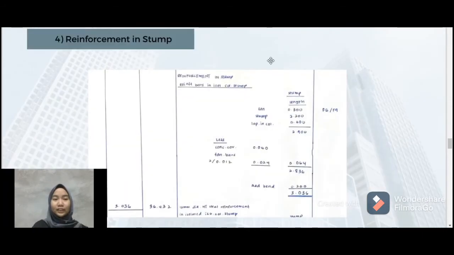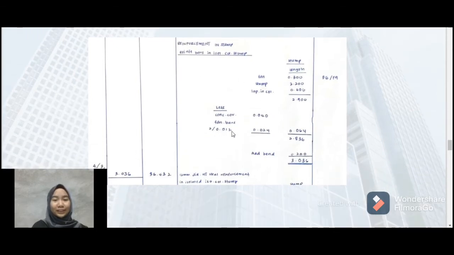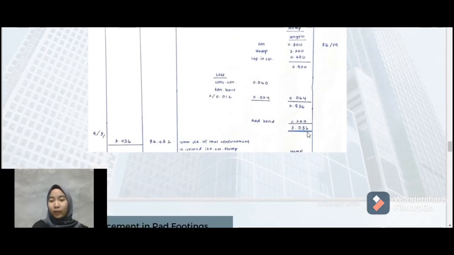stump. Next, for the reinforcement in the stump, we must identify the length of the foundation, the length of the stump, and the length in the column. This particular length we can get from the cross-sectional drawing of the pad footing plan. And also we must deduct the concrete cover and the foundation bar because this particular length we have to calculate in another element. So when we get the actual length, we must times it by 4 and 3 because this is the value of the quantity and also the location of the column that we calculate.